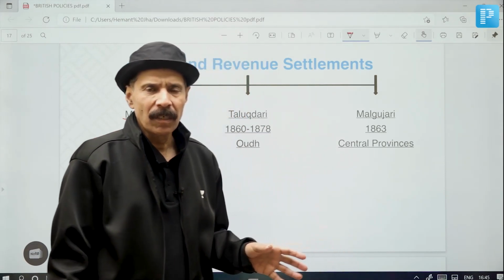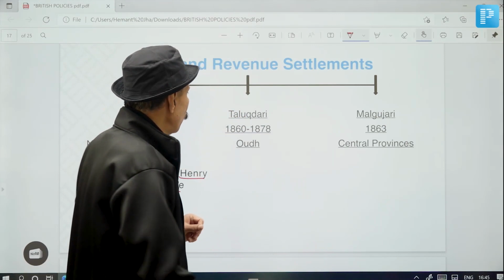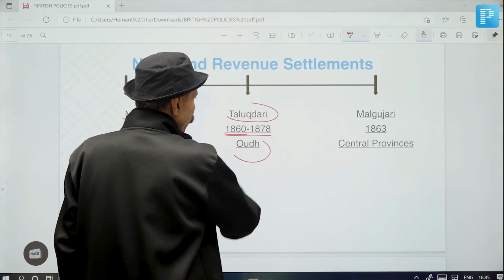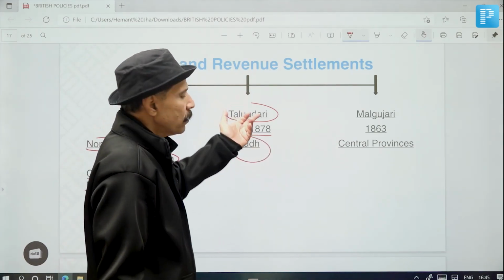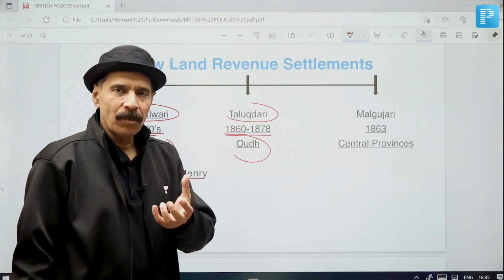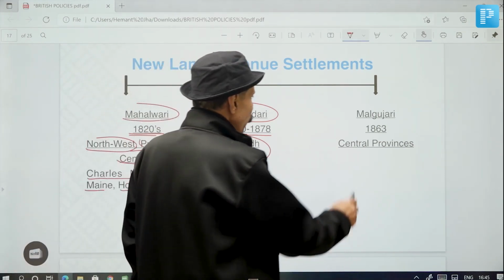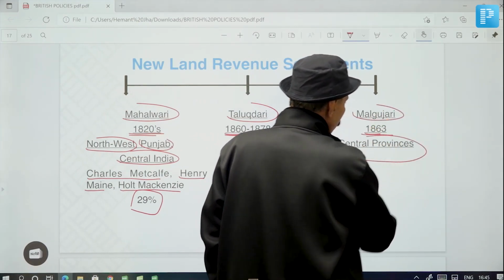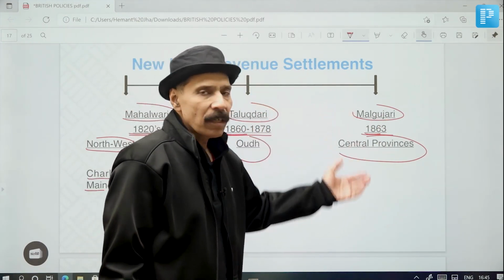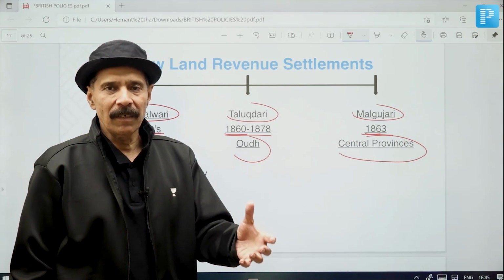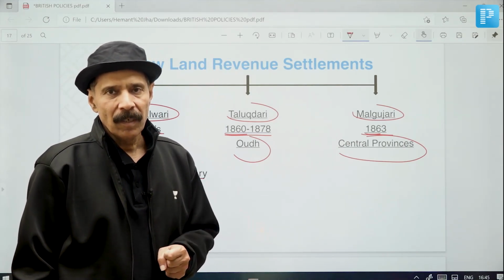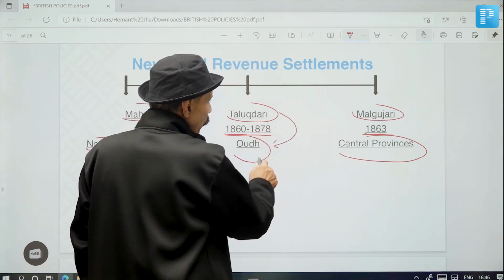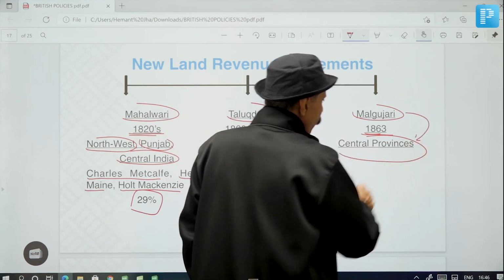But I had mentioned, you should have the idea of this term. So one was Talukdari, 1860, 1871 in Awadh region. This was the settlement with Talukdas, who were Jamindar kind of elements in Awadh. And next was Malguzari, introduced in 1863 in central provinces. And this settlement was with Malguzar, and Malguzars were the traditional land revenue collectors. So you should just keep in your mind that Talukdari, which region, and Malguzari, which region. That's it.